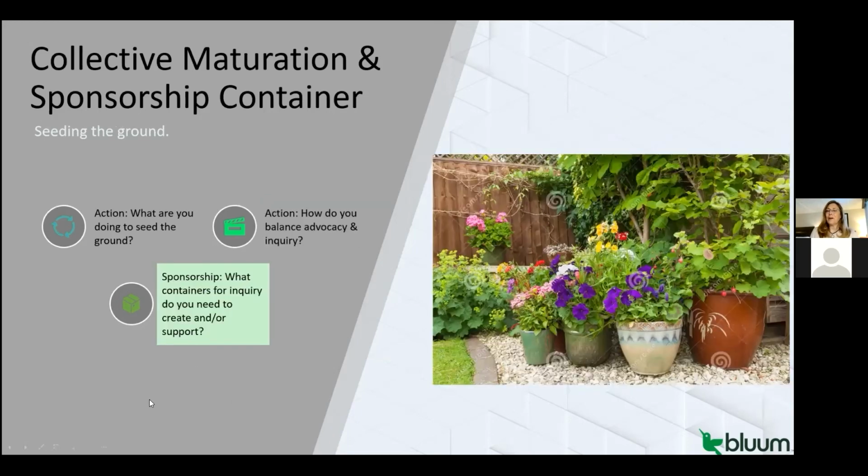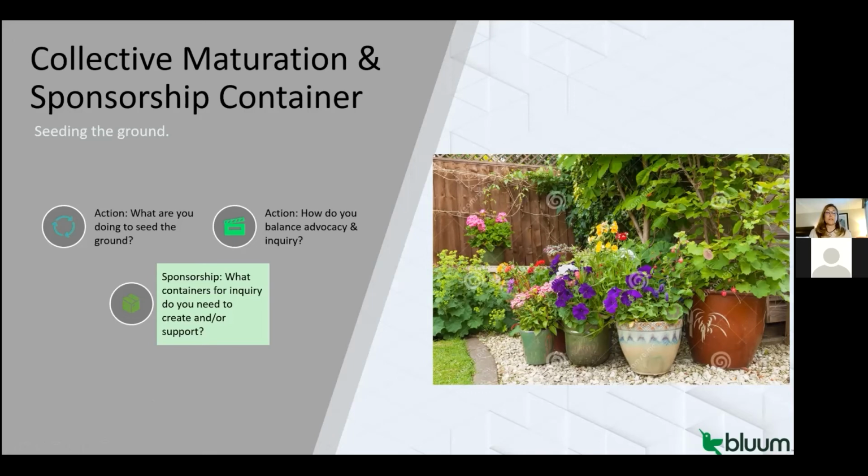So the next part of our model for change is sponsorship. What containers for inquiry do you need to create and or support? This is a strange question for people not familiar with the model. What do I mean by containers? Containers are spaces where people can experiment or explore what it is that you're doing as a part of the initiative, and they can develop their practice as a part of the work, right?